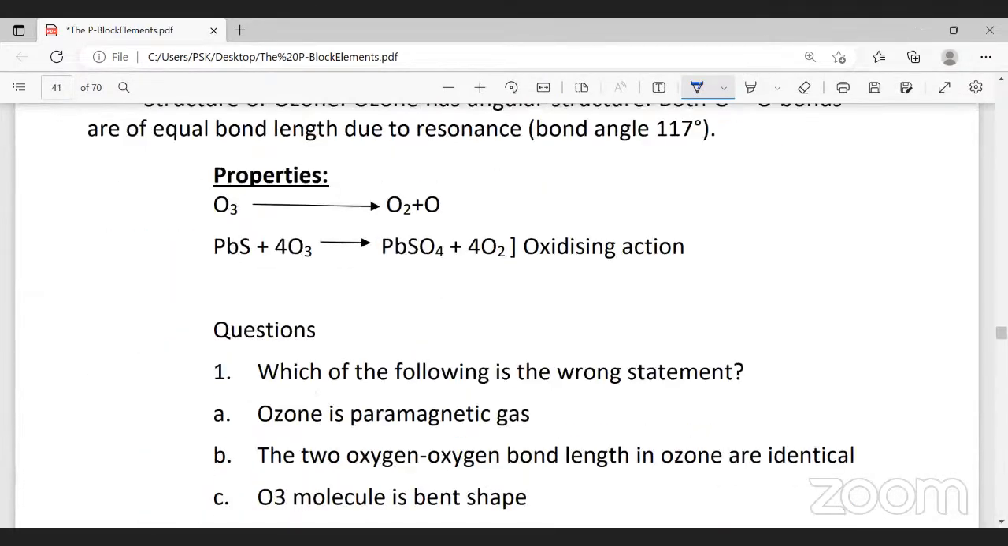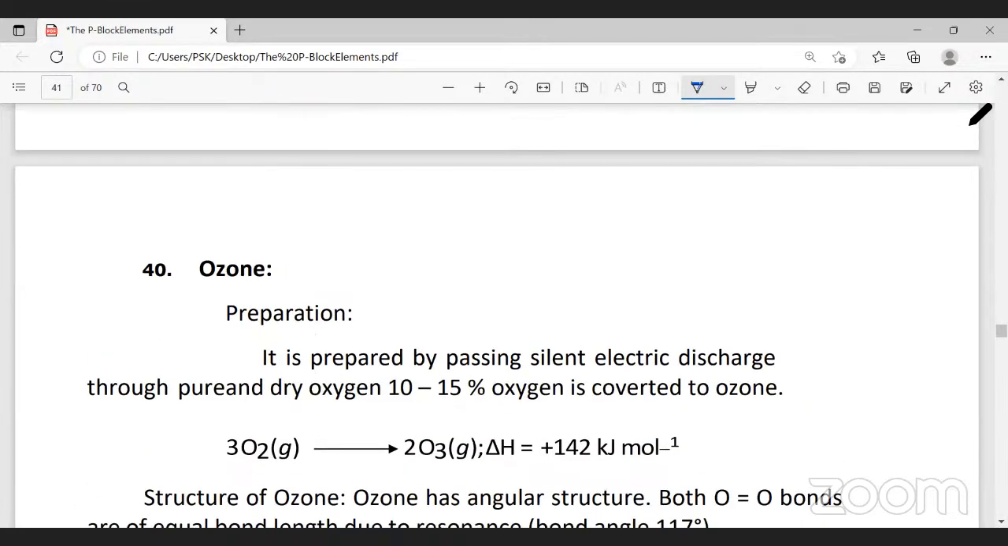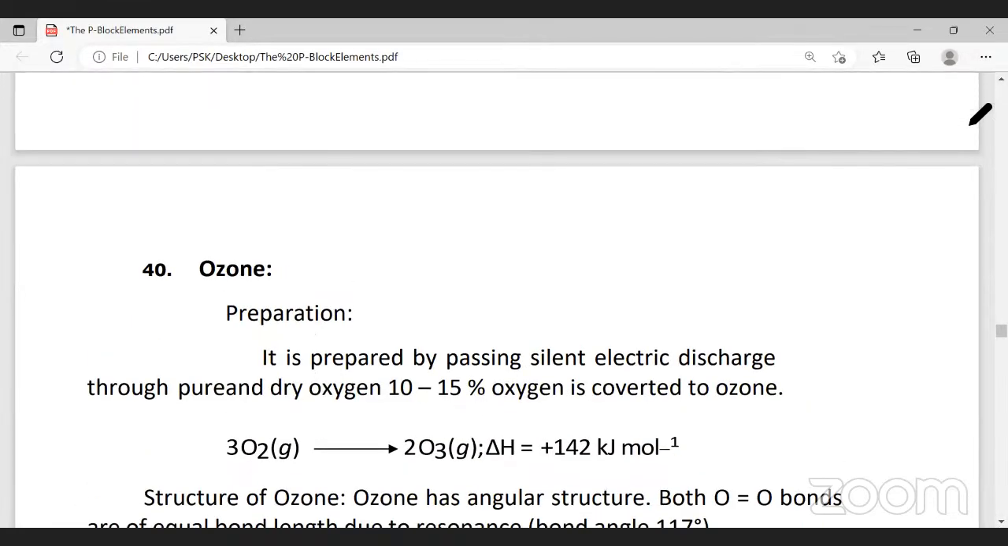Questions we will learn. I'm rushing through the topic. The next topic we have is ozone. Here they can ask you a 2-mark question. Preparation of ozone, they can ask you for a 2-marker. We'll try to learn that. Ozone is O3. Importance of ozone also we have to learn, a little later.